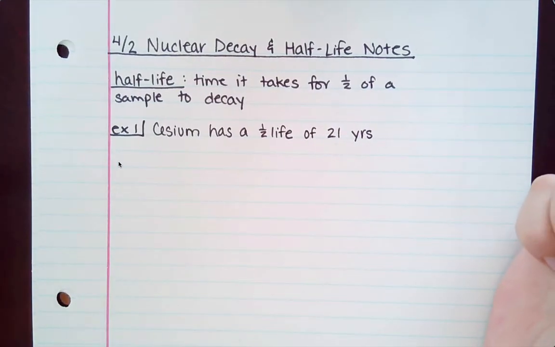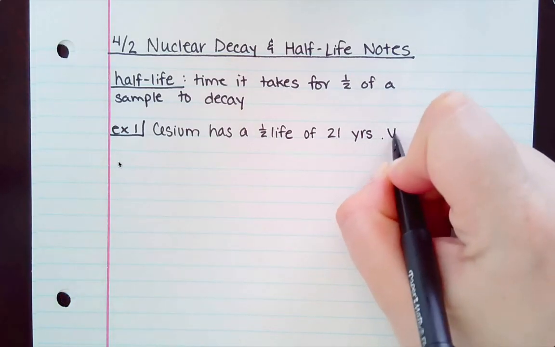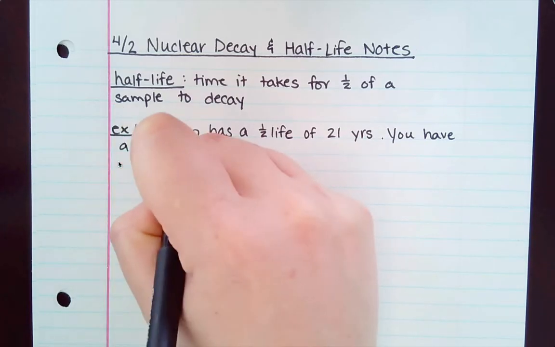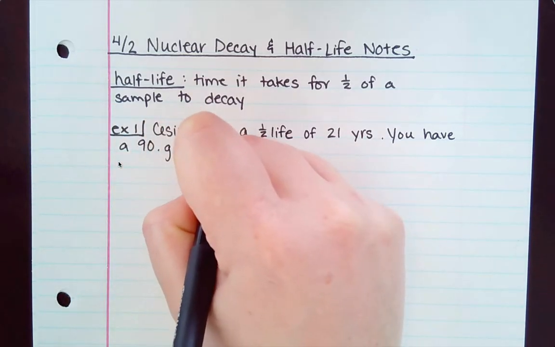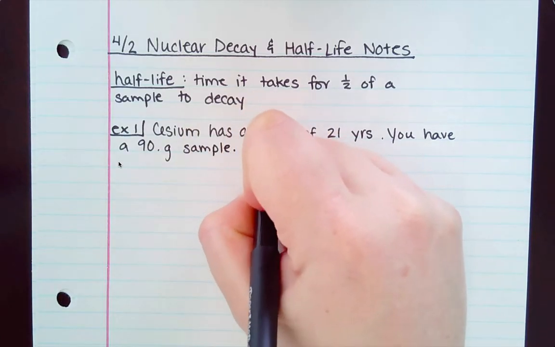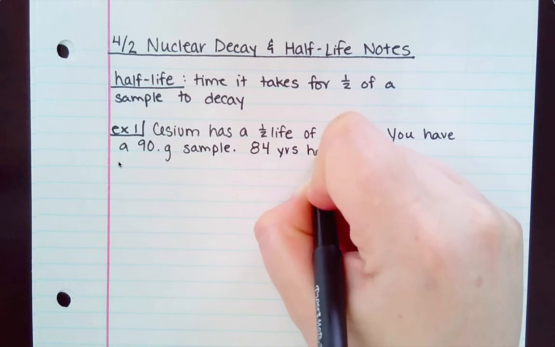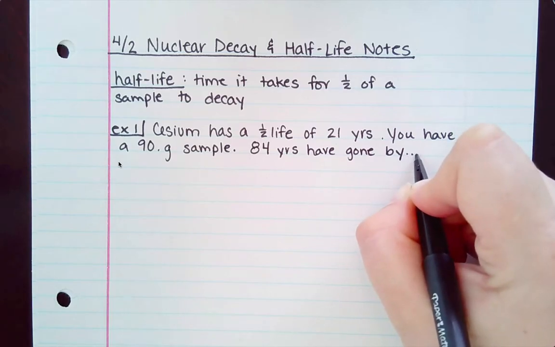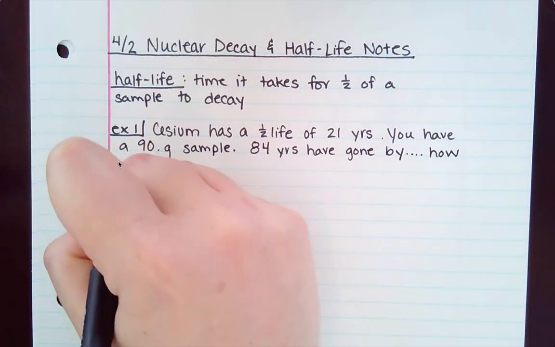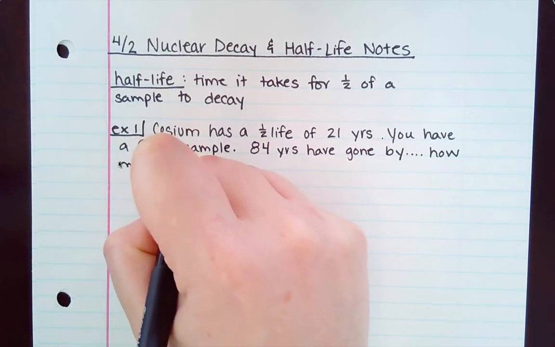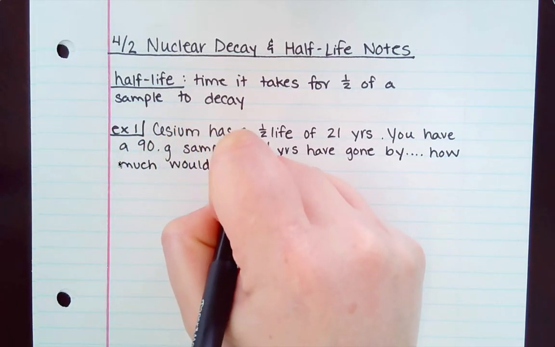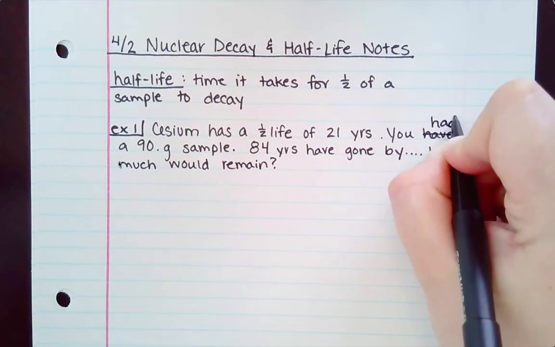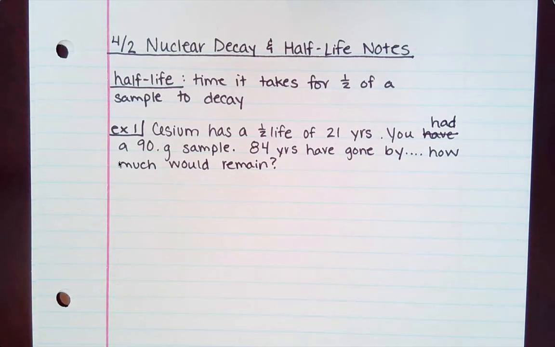All right, cesium has a half-life of 21 years. You have a 90-gram sample. 84 years have gone by. How much would remain? I guess this should say you had a 90-gram sample because you wouldn't have that anymore.